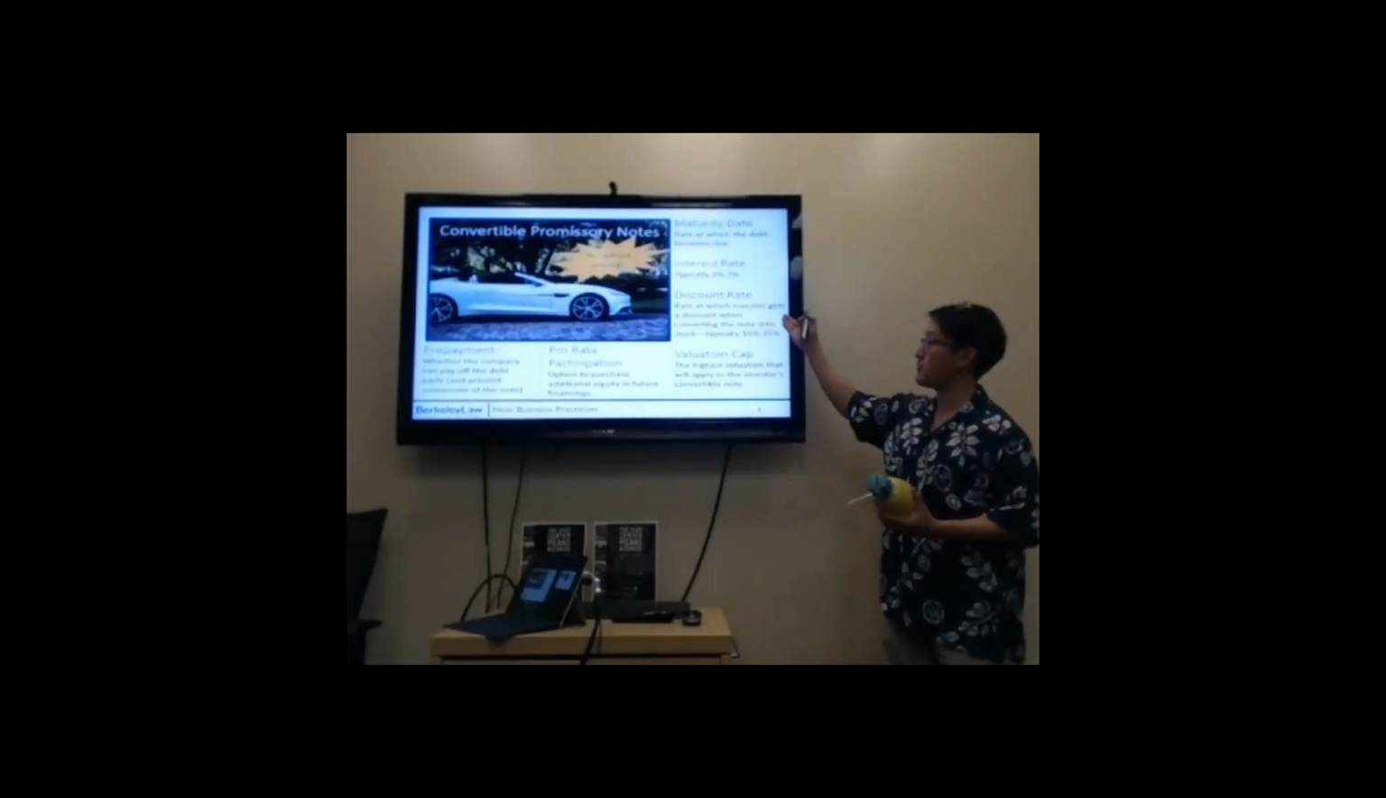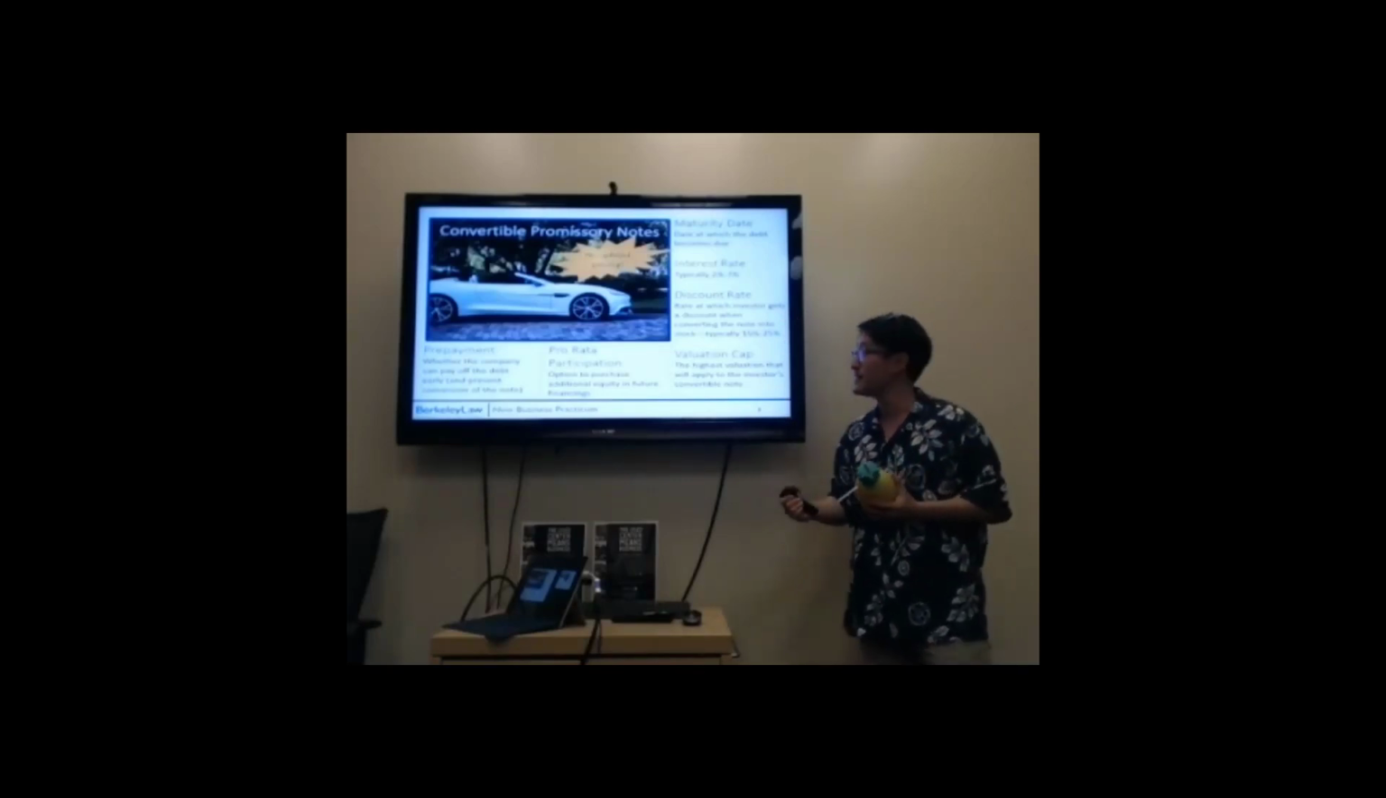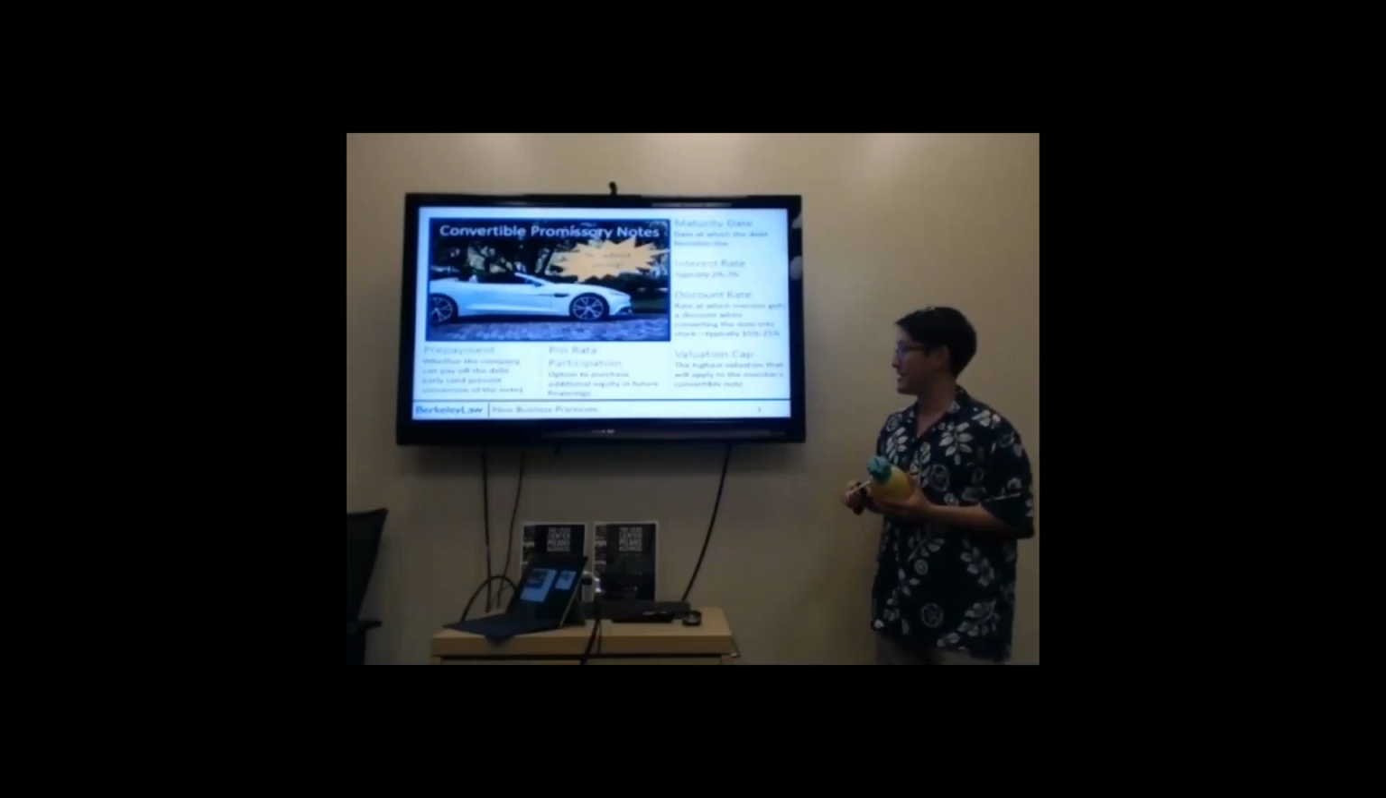And so with the discount rate, they would be able to convert for more shares than their $100,000 originally might have been worth. Same deal for the valuation cap. We can dive into those a bit later as well.